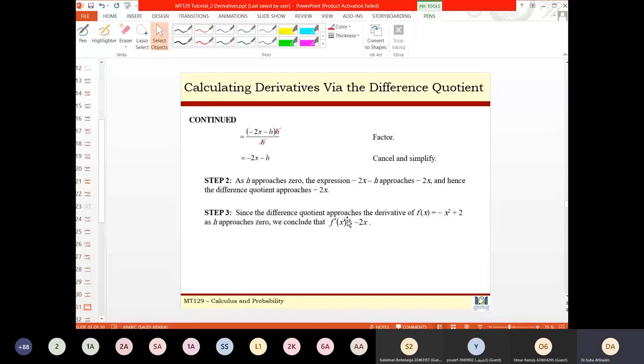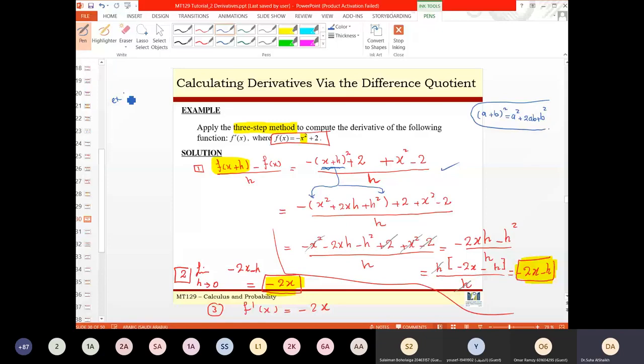You can see all the steps are already there. I'm going to give you one exercise to practice. Use the 3 steps method to find f dash x for this function. F of x equals x squared. Find me the derivative of this one using the 3 steps method. As an exercise for you, as practice, do me this one.